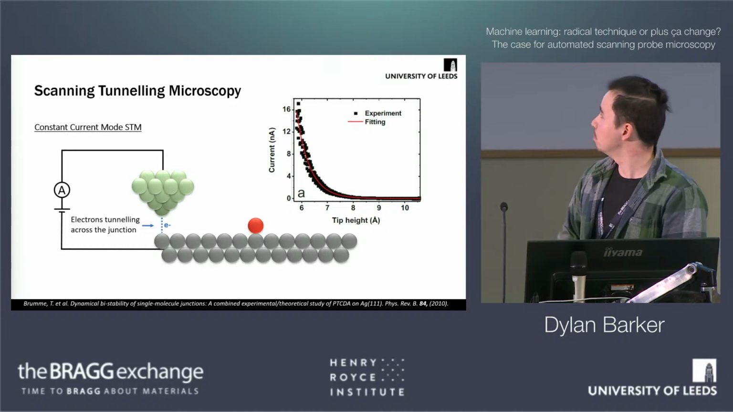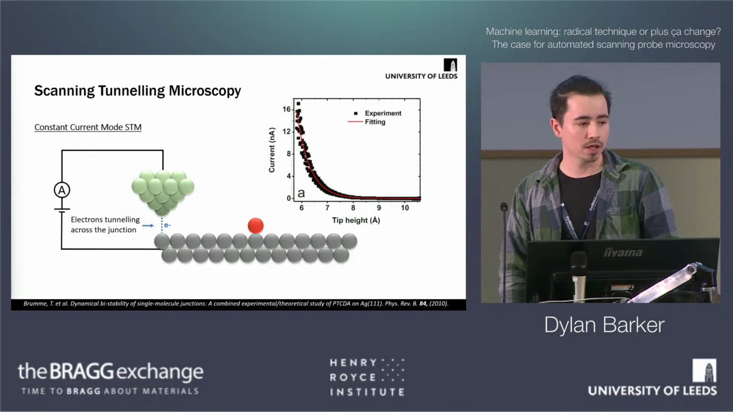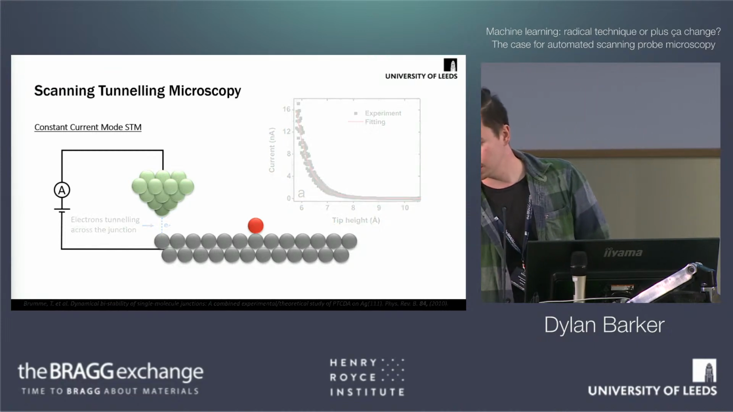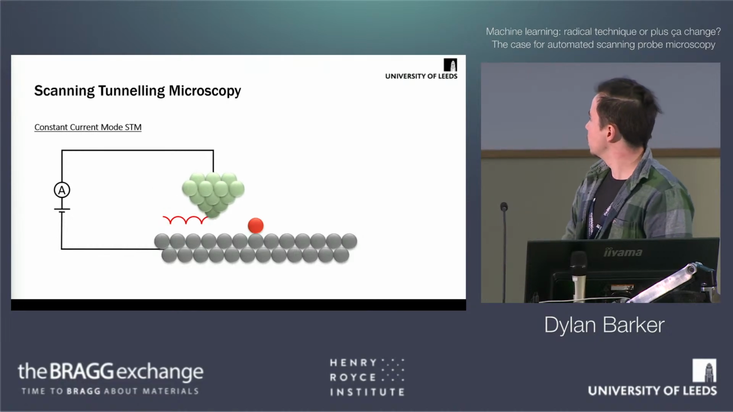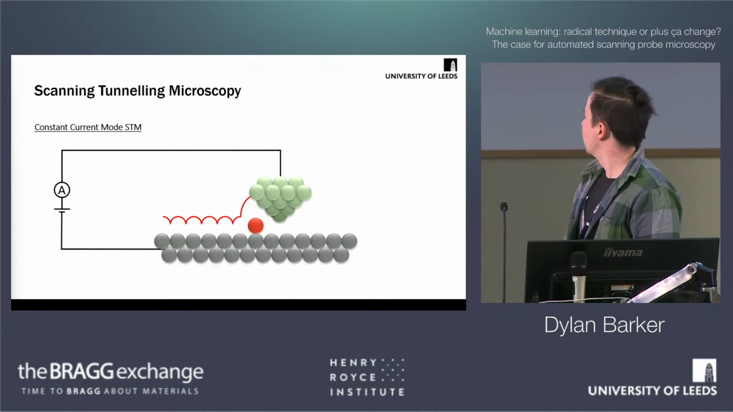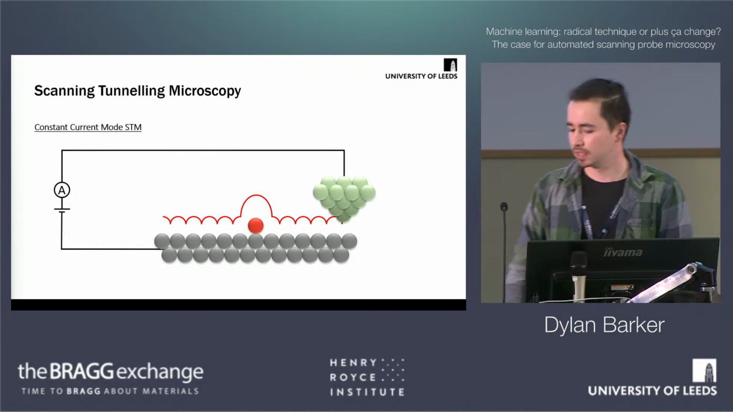So in the main method of STM that I use for imaging, which is constant current mode, what we do is we aim to keep the current constant while scanning over a surface by varying that tip sample distance. And if we do this while scanning, we can build up a contour of how the tip has to move. And then if we extrapolate this into 2 dimensions, we can build up some nice topographical images.